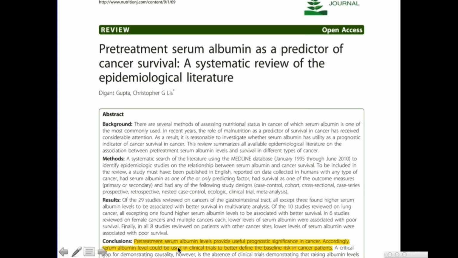So it says serum albumin level provide useful prognostic significance in cancer. Currently, serum albumin level could be used in clinical trial to better define the baseline risk in cancer patient. So that is more when you have advanced cases. But if you see the albumin going up, let's say it's down when you start the treatment and it starts to go up, you know, whatever you're doing is very favorable for the patient.